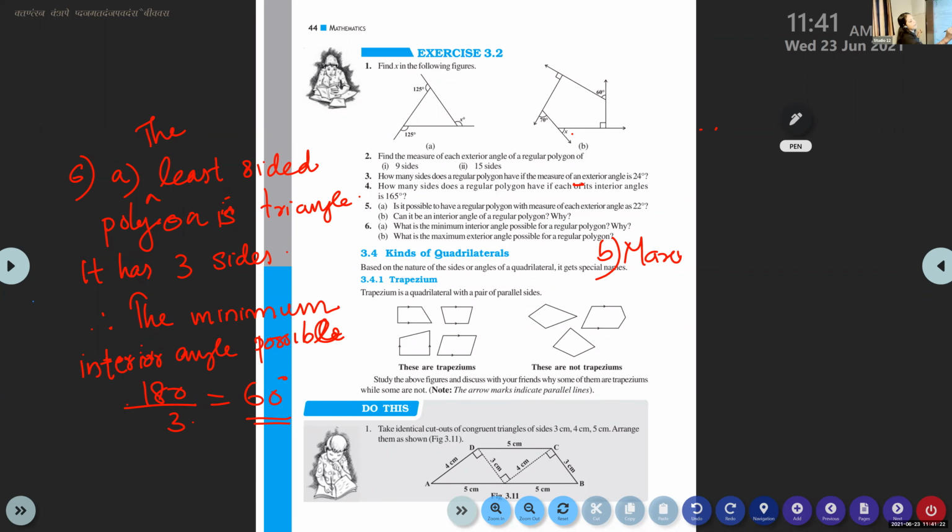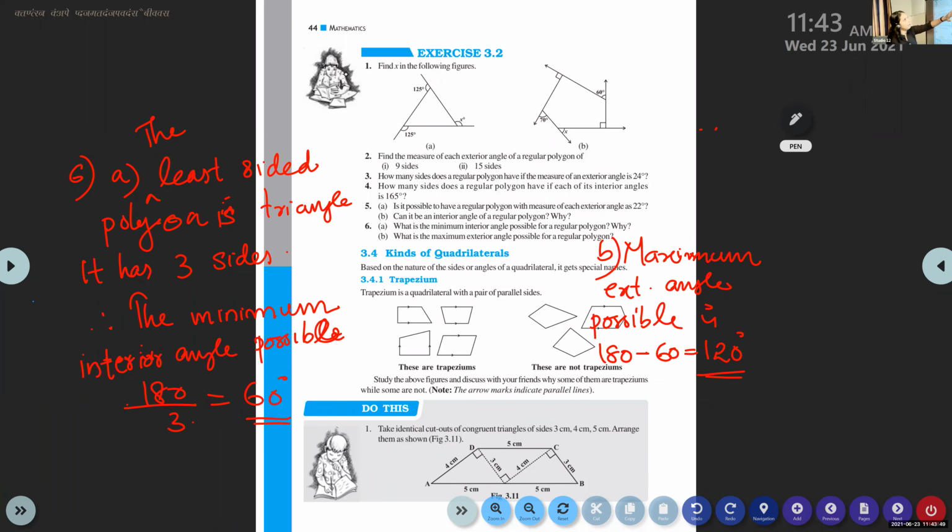Okay. Now, the exercise question is over. See, children, we did this question: find x in the following figure. Yes, we finished it yesterday. Ma'am, not yesterday, some days before, I guess. No, ma'am, we didn't do this. Okay, okay.